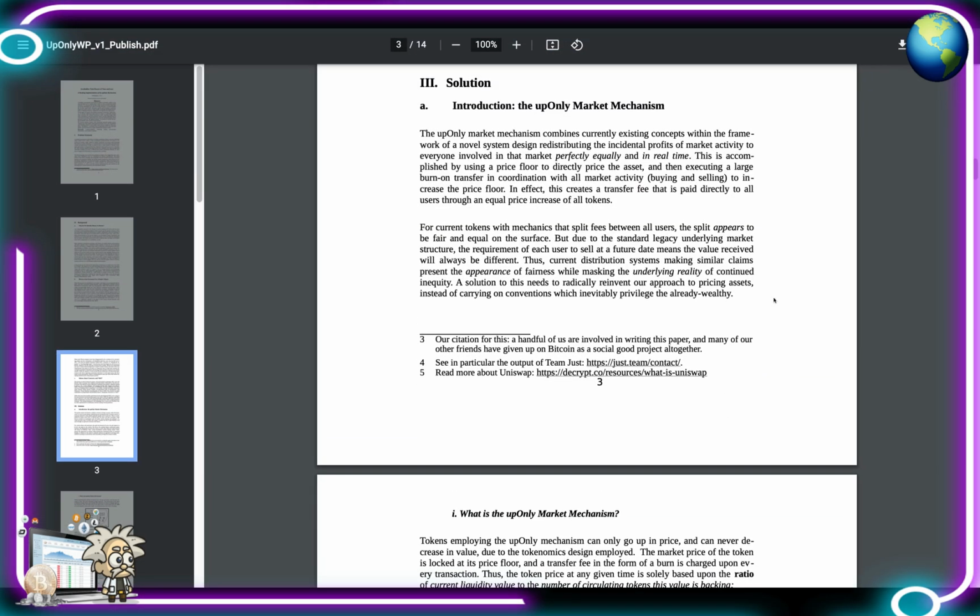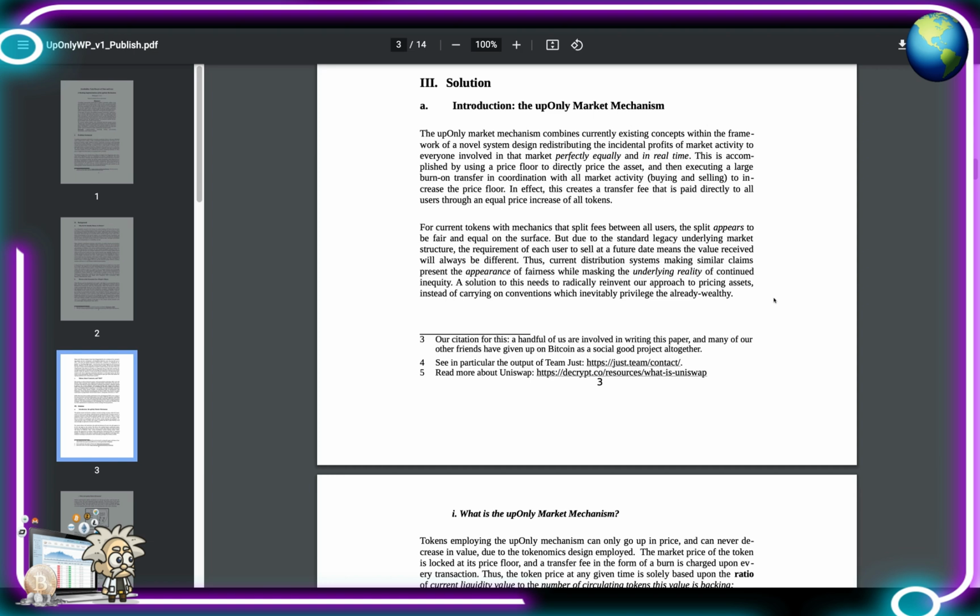So guys, what is the up-only solution? Well, their market mechanism. The up-only market mechanism combines currently existing concepts within the framework of a novel system design, redistributing the incidental profits of market activity to everyone involved in that market perfectly equally in real time. This is accomplished by using a price floor to directly price the asset and then executing a large burn on transfer in coordination with all market activity, buying and selling, to increase the price floor. In effect, guys, this creates a transfer fee that is paid directly to all users through an equal price increase of all tokens.